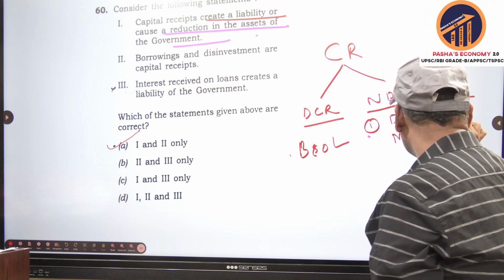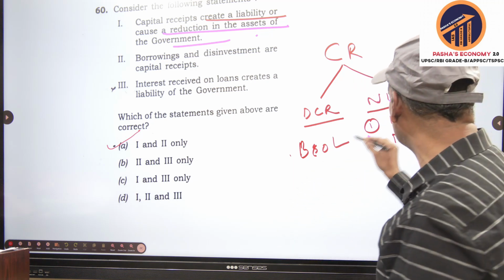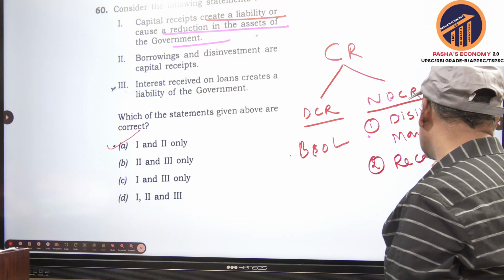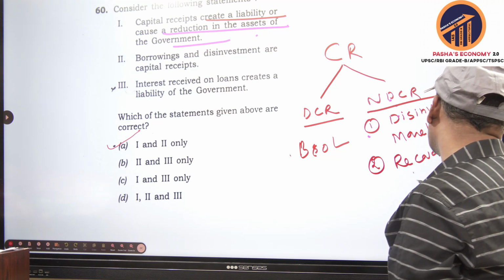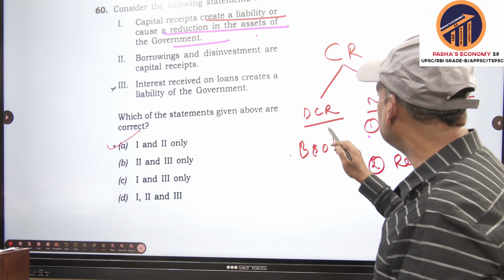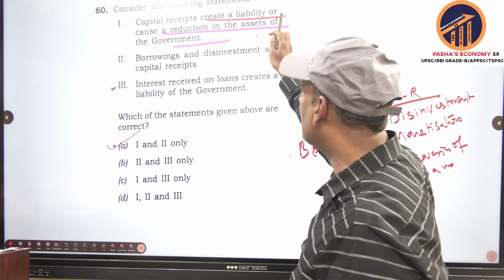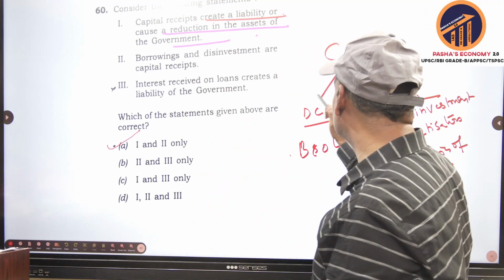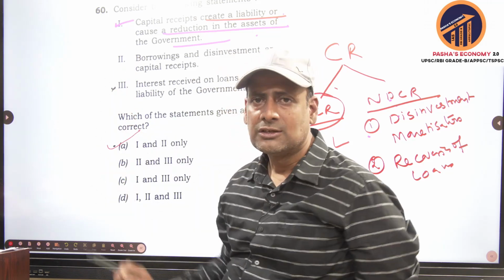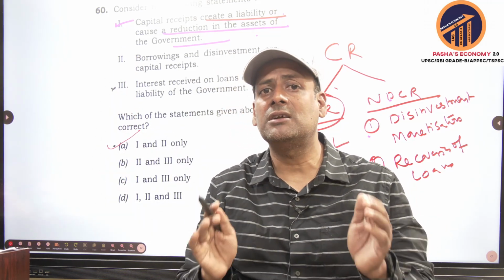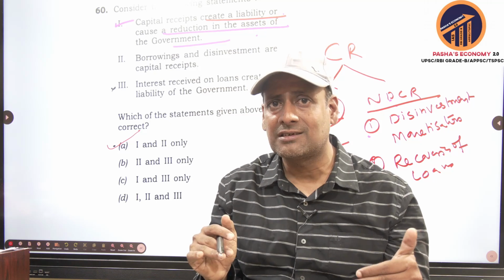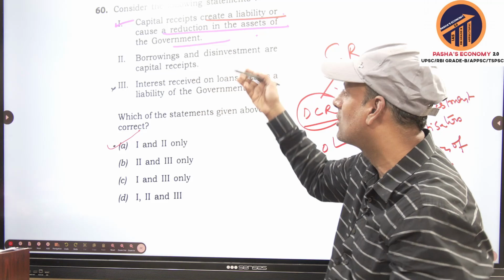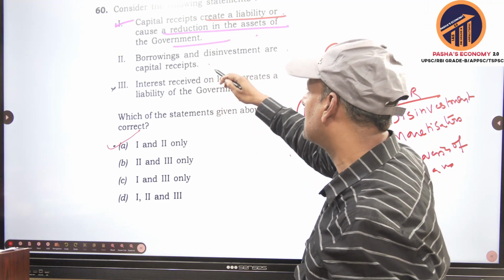Disinvestment as well as monetization, the national monetization pipeline, also comes under non-debt capital receipts. Next, recoveries of loans also come under non-debt capital receipts. But debt capital receipts create a liability or cause a reduction in the assets. So when I explained debt capital receipts, option 1 is correct. A debt capital receipt is a receipt where tomorrow the government has to reduce its assets, or sell its properties to repay it. So it is nothing but borrowings.